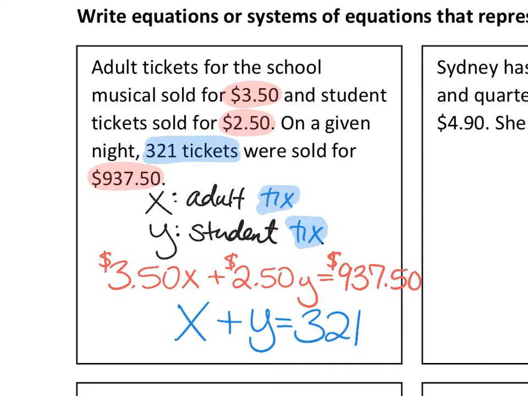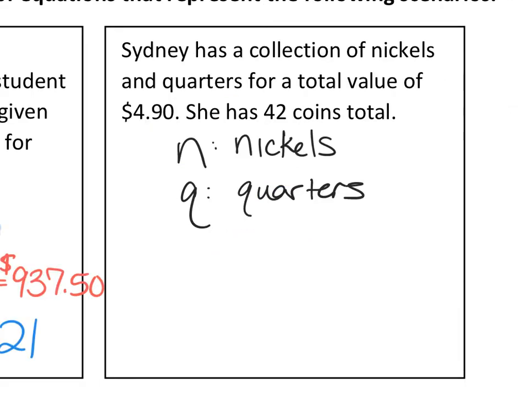But before we go on, now that we know what our variables are going to stand for, nickels and quarters, I totally could have used X's and Y's, but I decided to use N's and Q's because I get to make that decision as long as I define it that way. We reread the question. It says Sydney has a collection of nickels and quarters for a total value of $4.90. She has 42 coins total. Those are the only numbers I see in that problem.